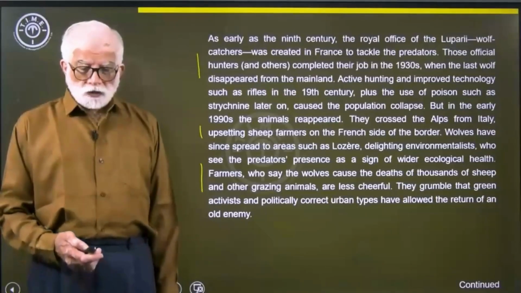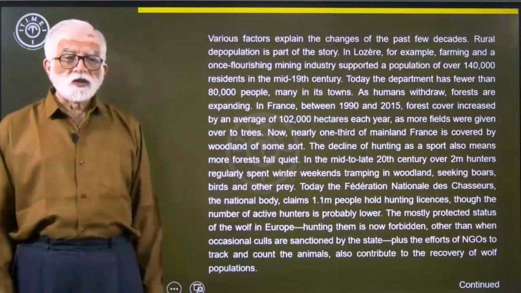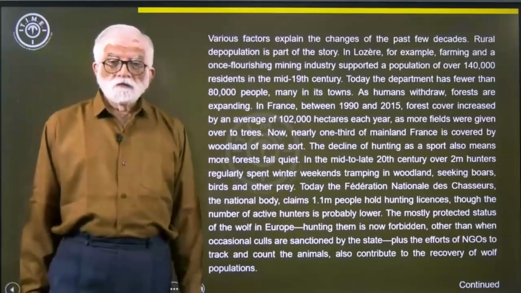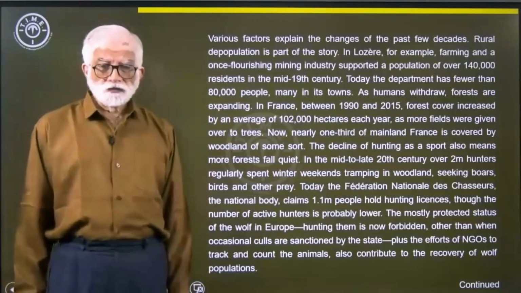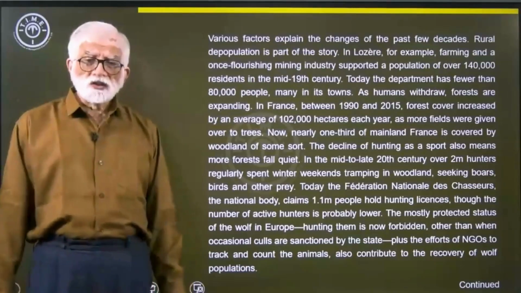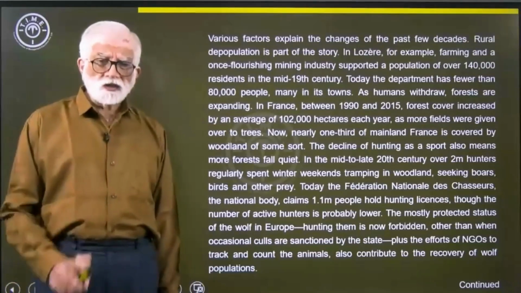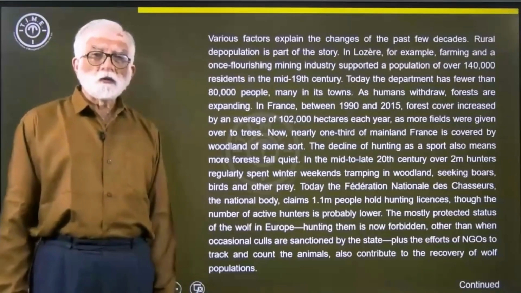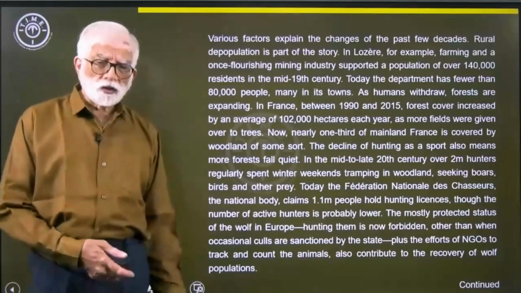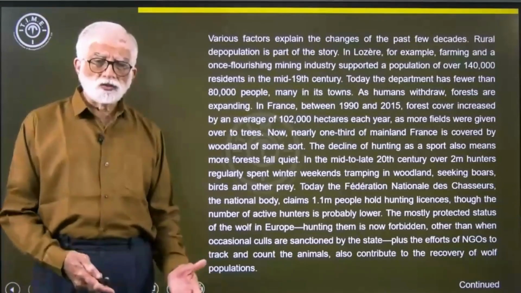Okay. So various factors explain the changes of the past few decades. Rural depopulation is part of the story. So what is it that accounts for this? One reason for that is rural depopulation. That means people migrating from villages to cities or to towns.